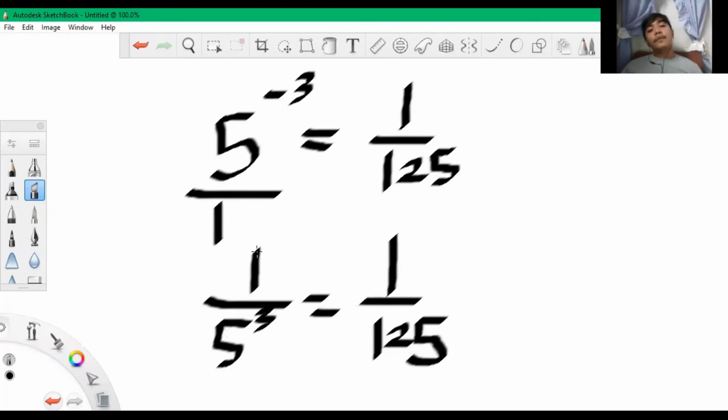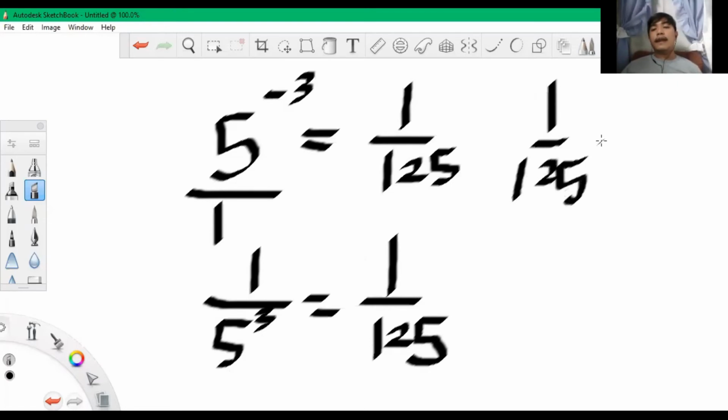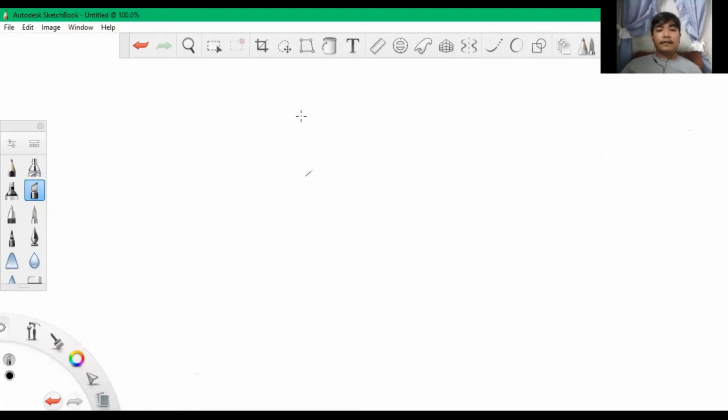And now, we have 1 over 5 cubed. And when we solve for the 5 cubed, it is equivalent to 125. Therefore, we have 1 over 125 on the left side. And also, we have 1 over 125 on the right side. Therefore, the exponent of 5 should be really equivalent to negative 3 in order for it to be equivalent to 1 over 125. So that's it. Let's have another example.